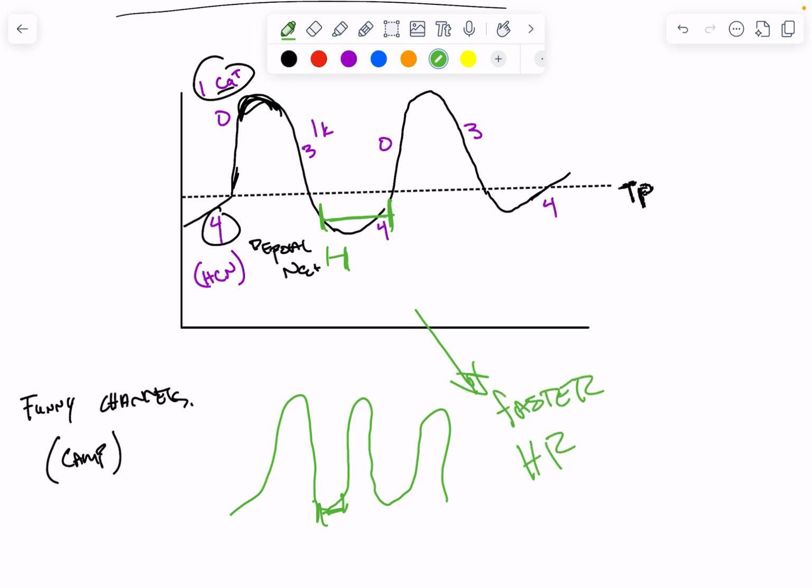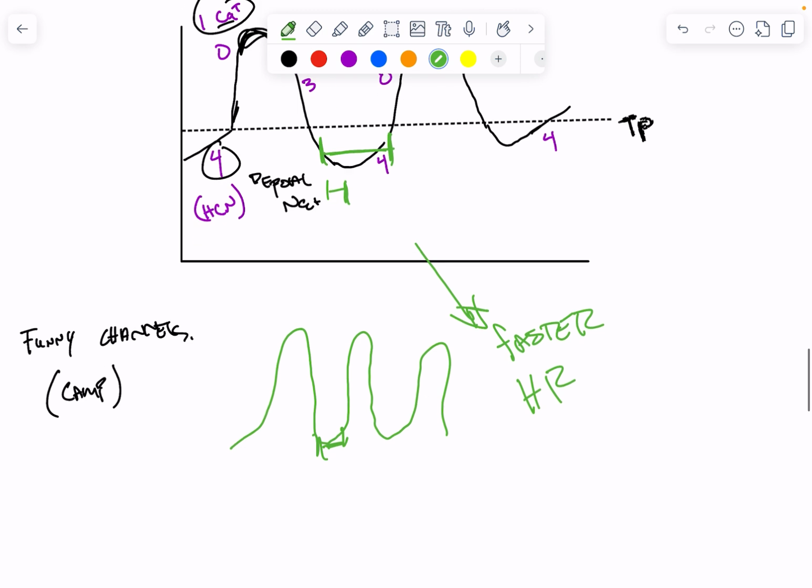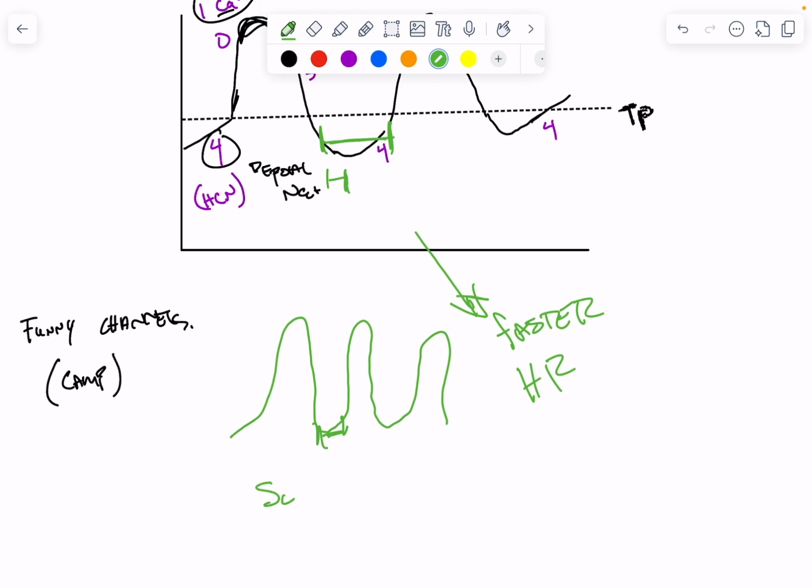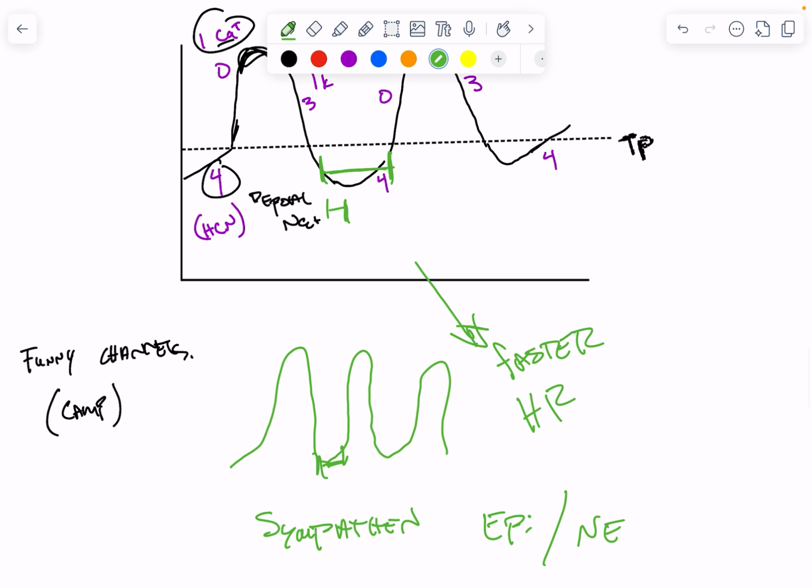And that is because the cell is repolarizing faster. And so this is when you get something like, this would be sympathetic. So you have epinephrine or norepinephrine, and that's going to cause the sympathetic nervous system to activate, which is going to shorten that repolarization phase. Anyway, that's just kind of the tie-in there.